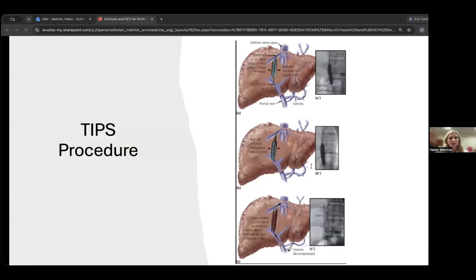This is just kind of an image of whenever the interventional radiologists are doing the procedure and kind of the idea there. So the goal with this is to reduce the portosystemic pressure gradient to less than 12 millimeters of mercury, which is the threshold below which variceal bleeding and ascites are unlikely to occur. And then they also try to make sure they create the smallest necessary caliber shunt. It's typically about 8 millimeters, to balance efficacy against the risk of hepatic encephalopathy and cardiac overload.